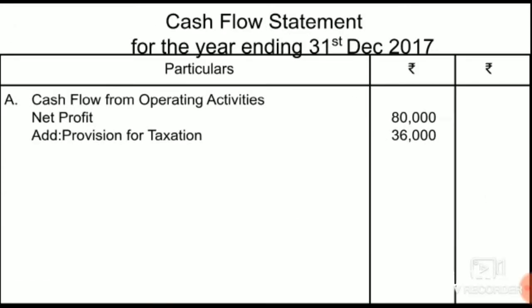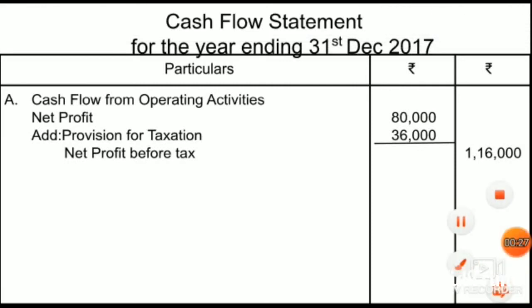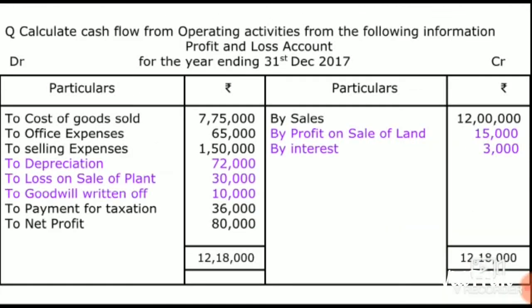Since the provision for tax for the year is rupees 36,000, in order to calculate net profit before tax, we have to add this 36,000 to the net profit of rupees 80,000. There is no other appropriation like proposed dividend, interim dividend, or general reserve. So our net profit before tax would be rupees 1,16,000.